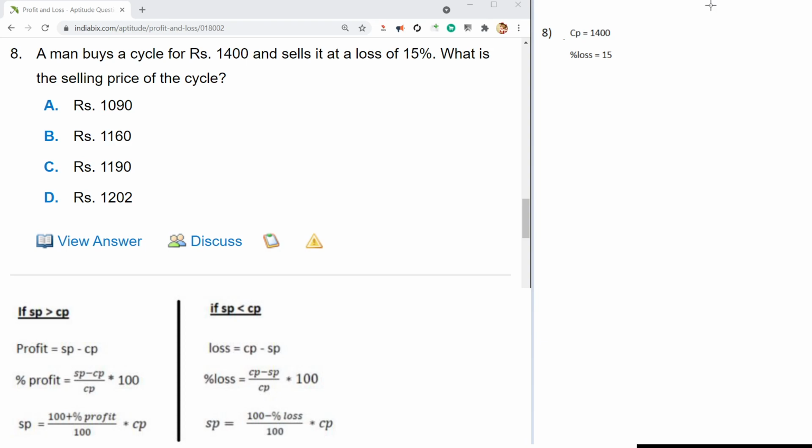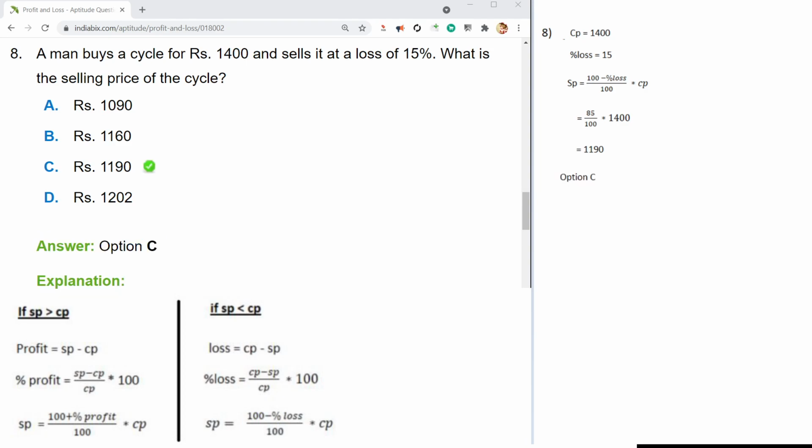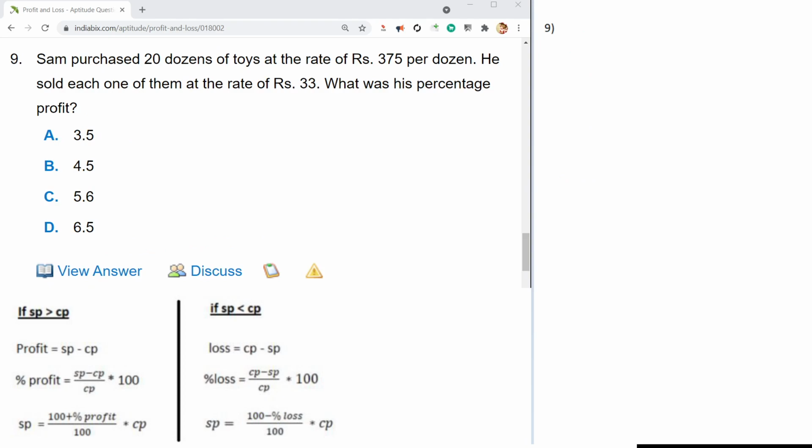What is the formula for SP? SP equals (100 minus percentage loss) by 100 into CP. That we can see in the left hand side formulas. So SP equals (100 minus percentage loss) by 100 into CP. If we substitute those percentage loss and CP values, we get SP as 1190, which is option C. Option C is correct.